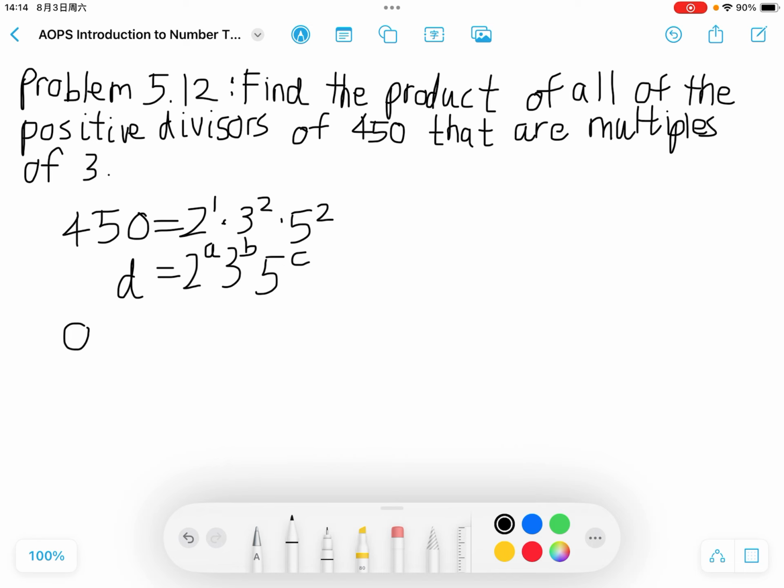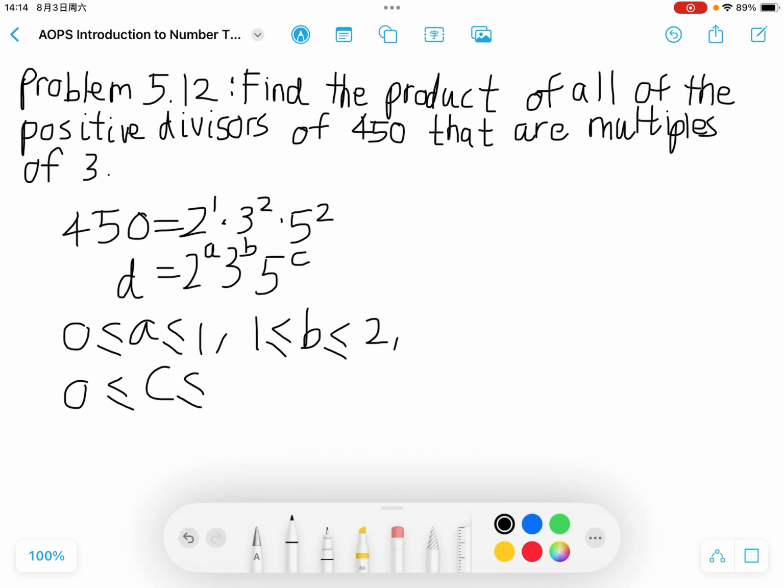So A is between 0 and 1 inclusive, and B has to be at least 1, so B is between 1 and 2 inclusive. We also know that C is between 0 and 2 inclusive. So we have 3 conditions here. And the reason I have 1 here instead of 0, like the other factors, is because we have to have at least one factor of 3 inside D for it to be a multiple of 3, right?